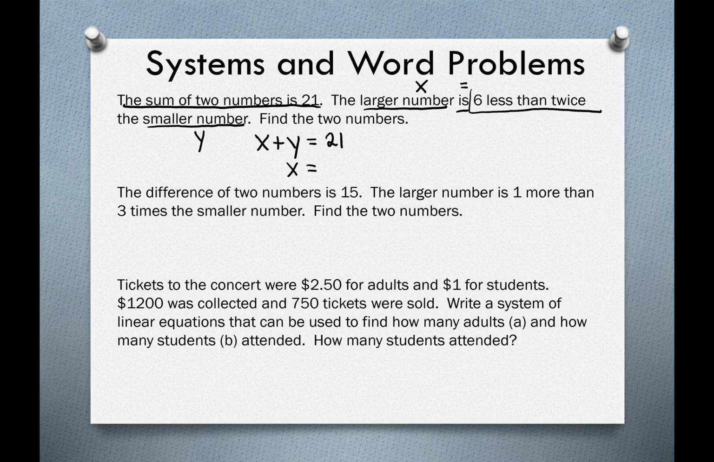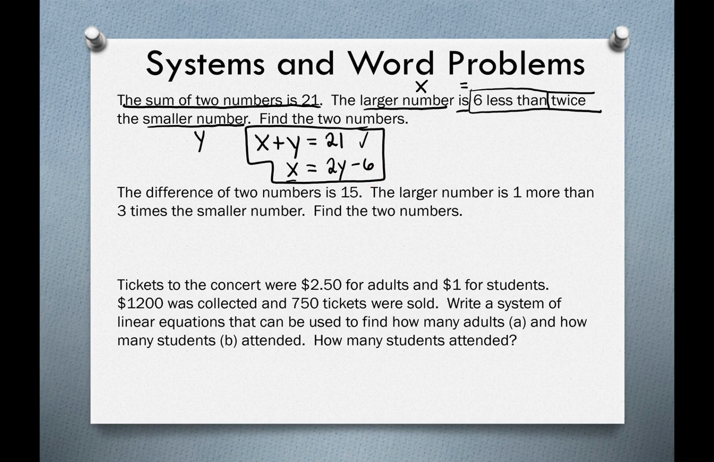So 6 less than twice the small number. Well, what is twice the small number? That's going to be 2y. And 6 less than is going to be minus 6. And there we go. We have a system. We have two equations. We're saying the two numbers add to 21. And then we're saying that the big number, this x, is twice the small number, but it's 6 less. And I know it says 6 less first, but we're almost always going to put the 6 less or 5 more or whatever it says at the end.